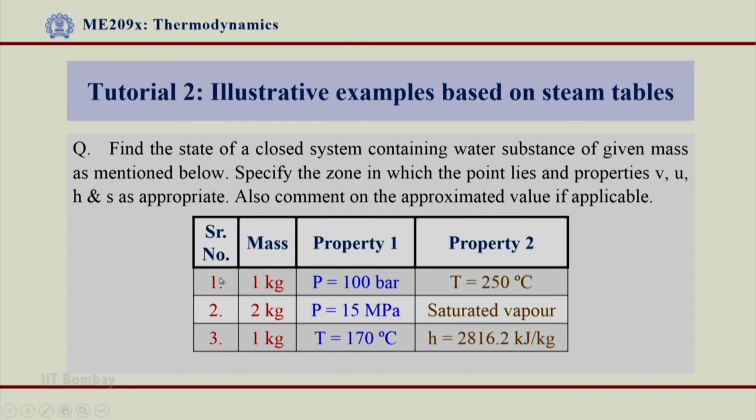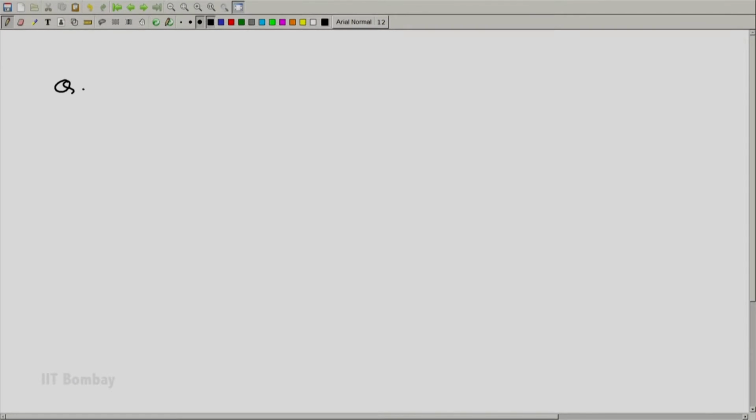Let us now look at the first problem where the mass is 1 kg, pressure P is 100 bar, that means 10 MPa, and the second property is T equal to 250 degrees centigrade. So, let us first try to see in which zone it lies. So, question number 1, M is equal to 1 kg, P is equal to 100 bar and T is equal to 250 degrees centigrade.